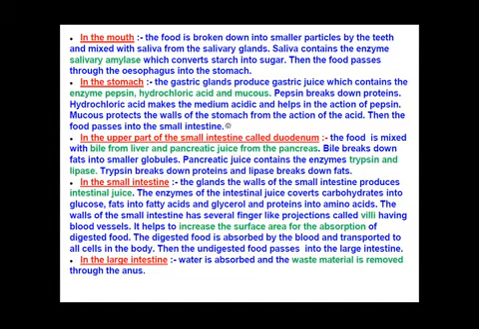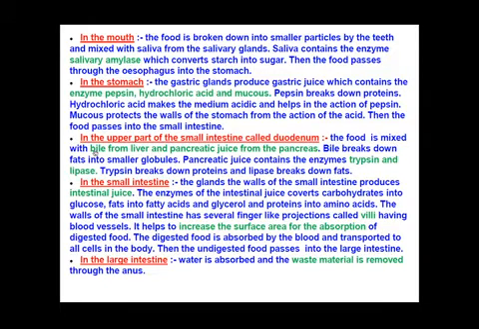So first of all, it moves to the upper part of the small intestine. It is known as the duodenum. Here the food is mixed with the secretion from the liver. The liver is also a gland, the largest gland present in our body, and it secretes bile juice. The pancreas also secretes a juice known as pancreatic juice. So in the small intestine, the pancreatic juice and the bile juice mix with the food material.